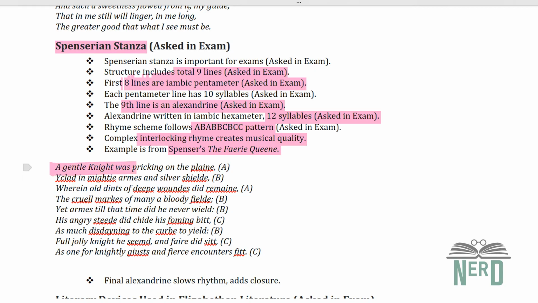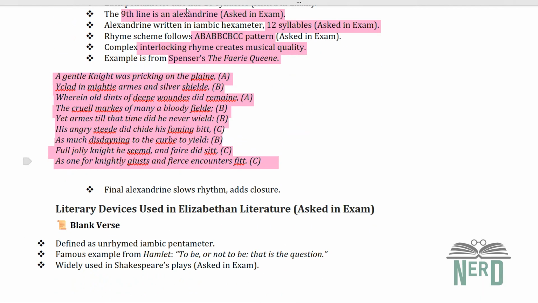A gentle knight was pricking on the plain, y-clad in mighty arms and silver shield, wherein all dints of deep wounds did remain, the cruel marks of many a bloody field. Yet arms till that time did he never wield. His angry steed did chide his foaming bit, as much disdaining to the curb to yield. Full jolly knight he seemed, and fair did sit, as one for knightly jousts and fierce encounters fit.